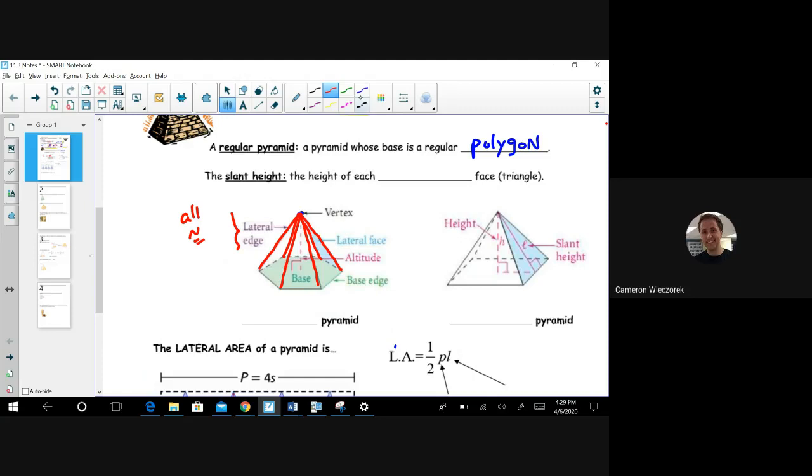The base edge is just going to be all of the side lengths, all of those edges that make up the base on the bottom. So I'll put those in blue. Those are my base edges.